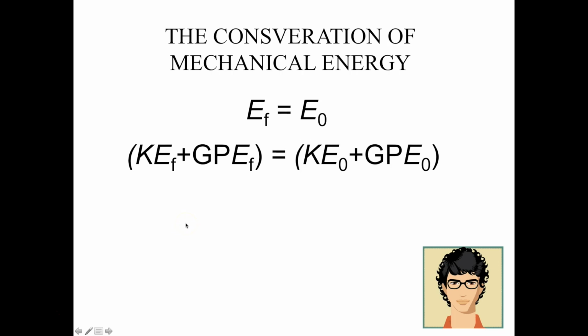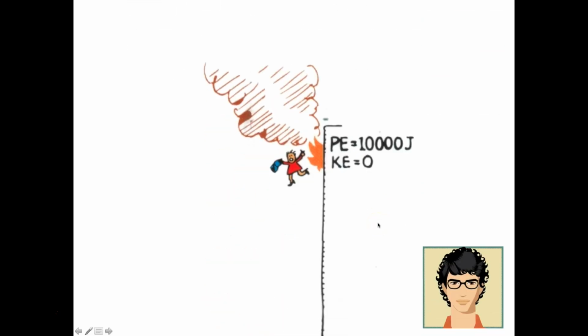So in terms of the two energies we've talked about, we've got kinetic energy and gravitational potential energy. So the sum of the gravitational potential energy and kinetic energy in the final equals the sum of the gravitational potential energy and the kinetic energy originally. Okay, pretty simple. Cool. So let's check this out.